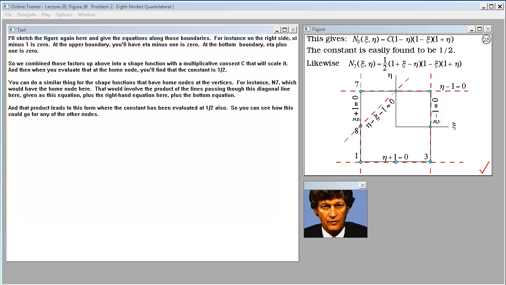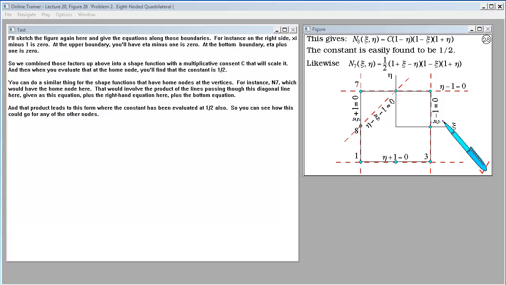I'll sketch the figure again here and give the equations along those boundaries. For instance, on the right side, xi minus 1 is 0. At the upper boundary, you'd have eta minus 1 is 0. At the bottom boundary, eta plus 1 is 0. So we combine those factors into a shape function with a multiplicative constant c that will scale it. And then when you evaluate that at the home node, you find that the constant is 1/2.